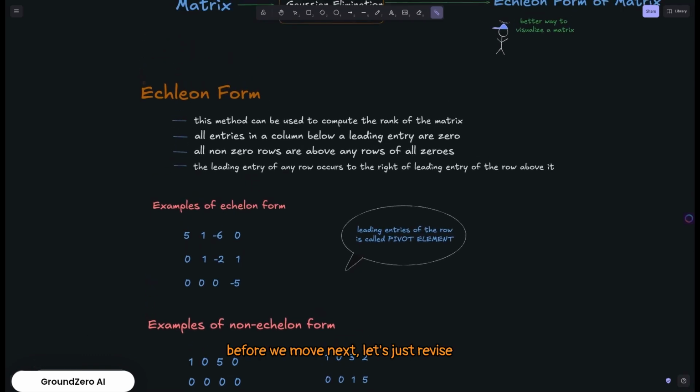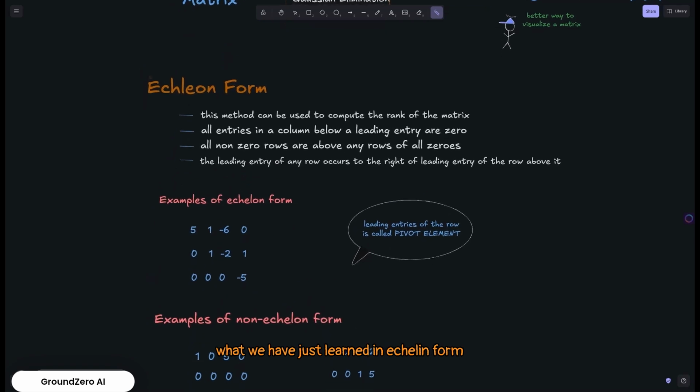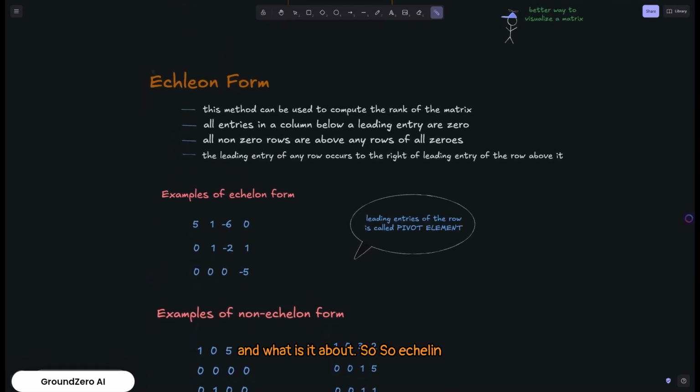Before we move on, let's just revise what we have just learned about Echelon form. Echelon form, as we usually say, is a row Echelon form. It's an arrangement of matrix rows looking like a staircase, going down to the right. Each step in this case is called a pivot, which is also known as the leading entry of a new row, right? Rows entirely of zeros, if there are any, go at the bottom. This is also one of the conditions of Echelon form. Leading non-zero entries shift to the right as you move down the rows.